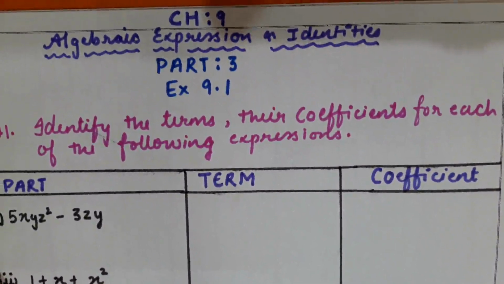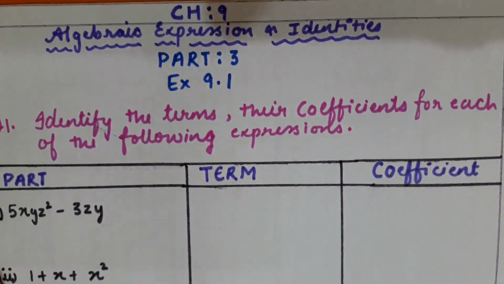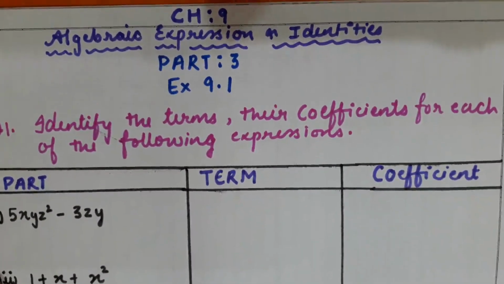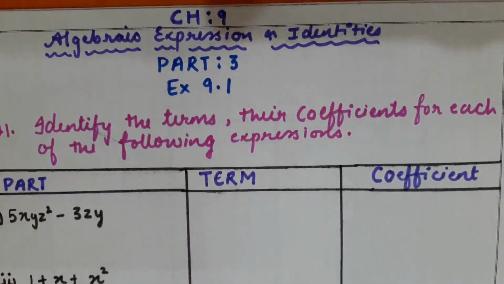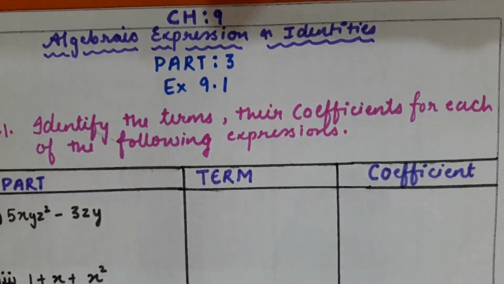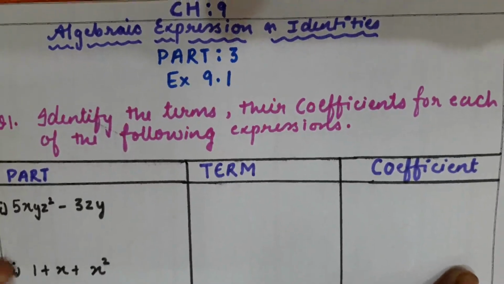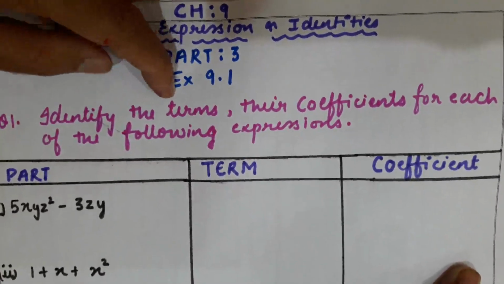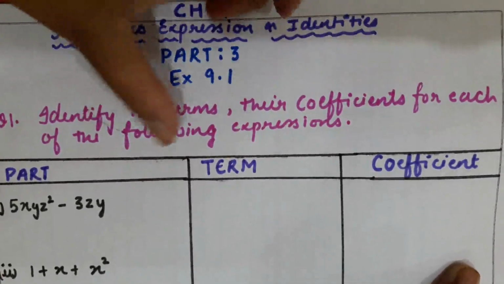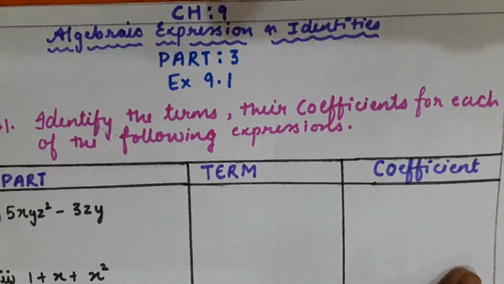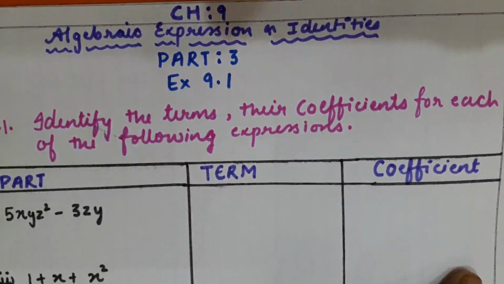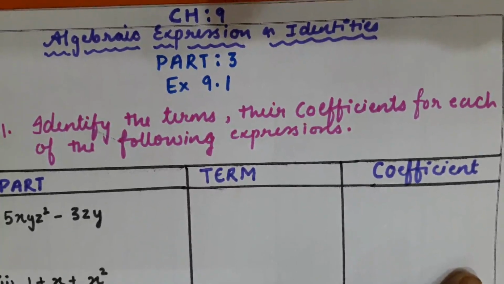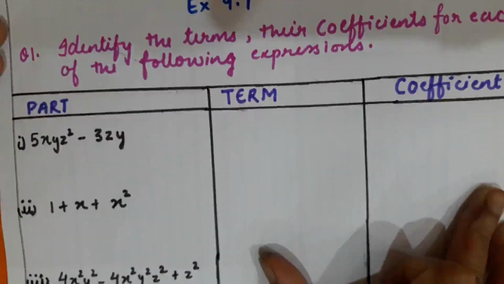This is part 3 of chapter number 9, algebraic expressions and identities. Today we are going to start exercise 9.1. The very first question of this exercise is: identify the terms and their coefficient for each of the following expressions. Now I hope you all know the difference between terms and coefficient. So let's solve the first question.